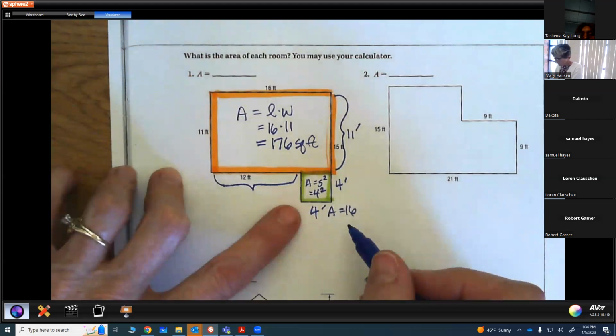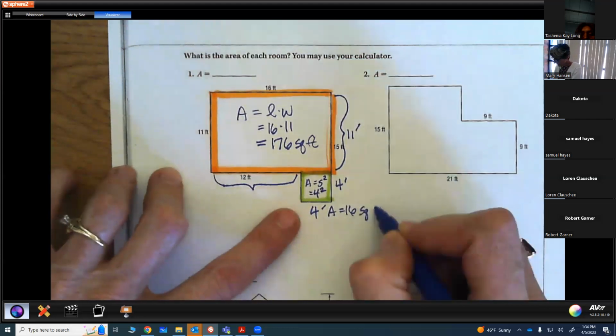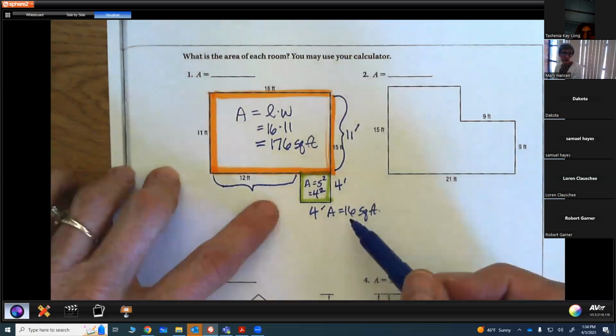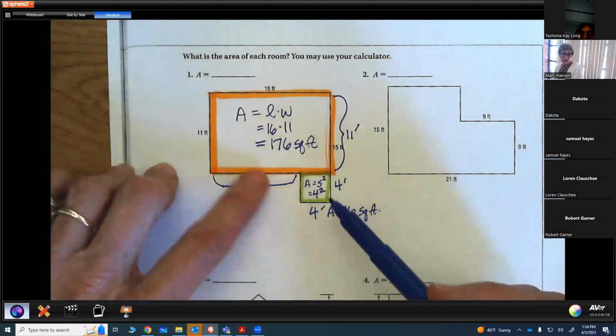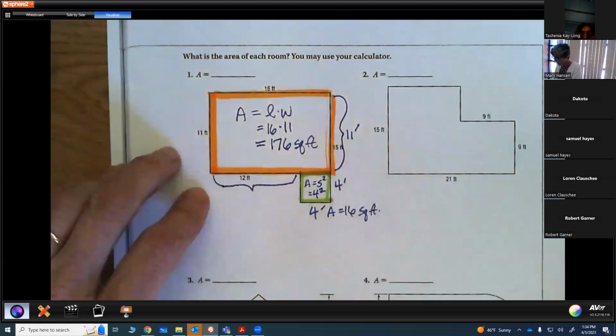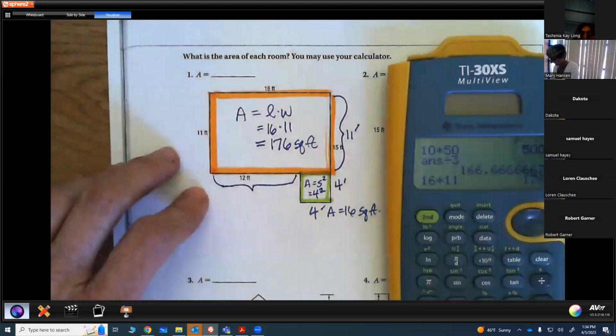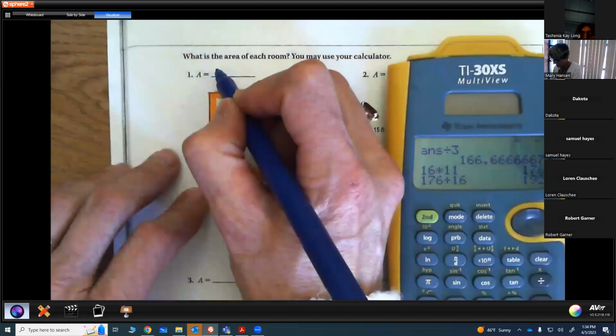And so if we wanted then to find the area of the entire room, that would be orange plus green. Orange plus green would be 176 plus 16, or 192.